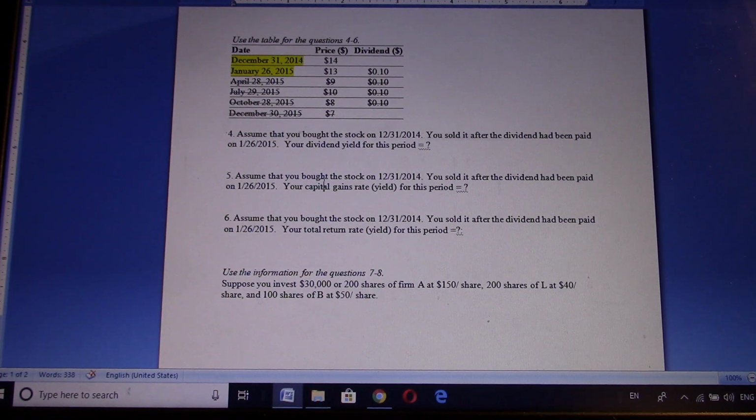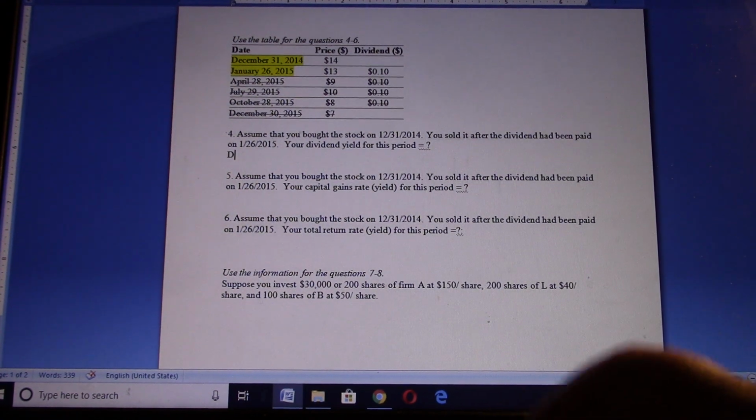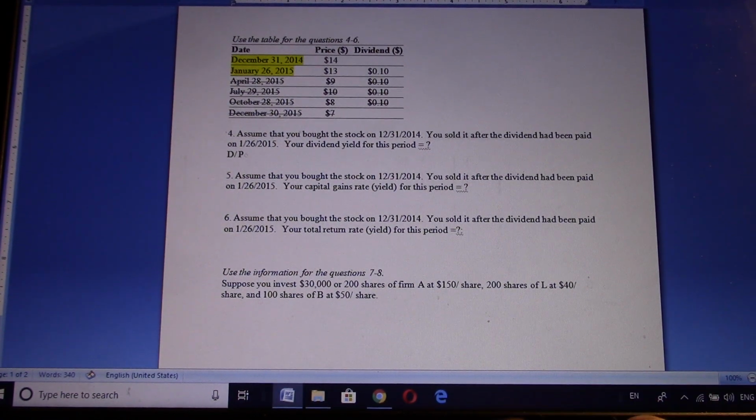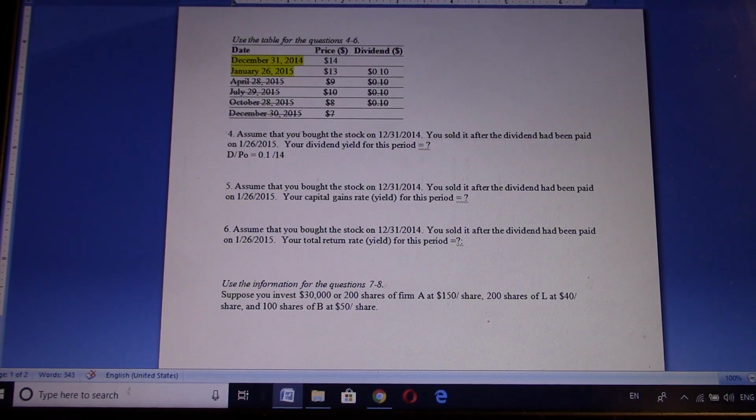The dividend yield equation is the dividend you received divided by the purchasing price. The dividend you received is 10 cents. The purchasing price is $14. So the dividend yield should be 10 cents over $14. It tells you that from your investment of $14 in the stock, your return from dividends is how much? That's the dividend yield.